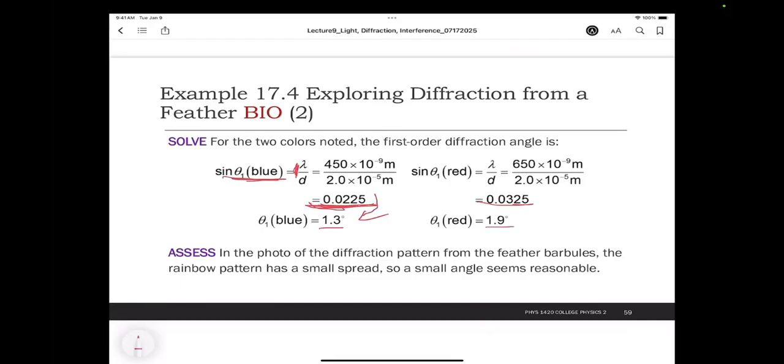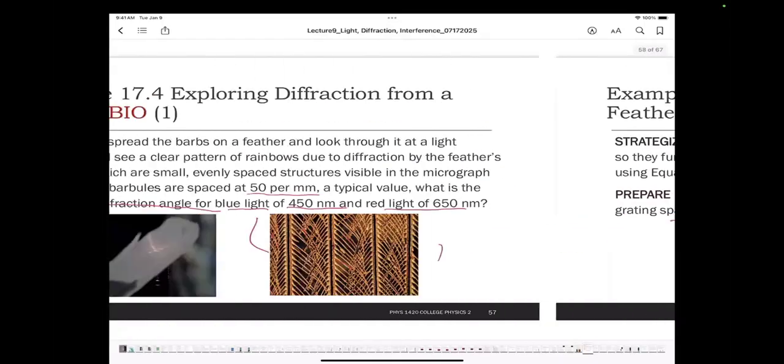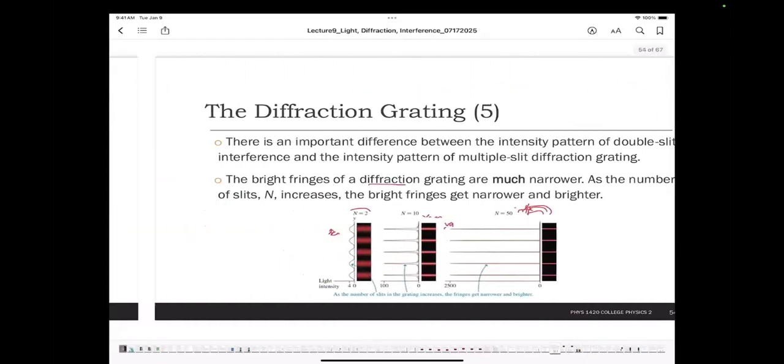In the photo of the diffraction pattern from the fine grating, the rainbow pattern has a small spread, so a small angle seems very reasonable. Does it make sense to you? So if you meet this question, don't be afraid of that. Just use the equation we have already talked about.